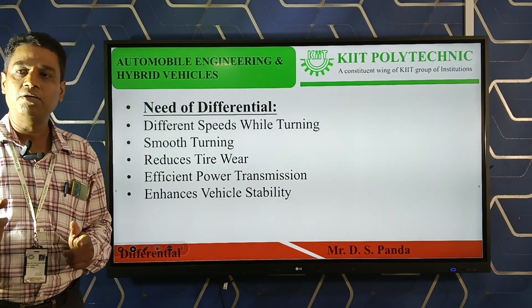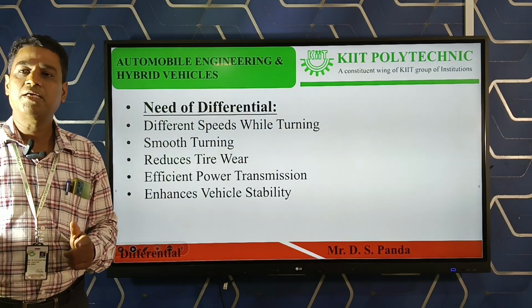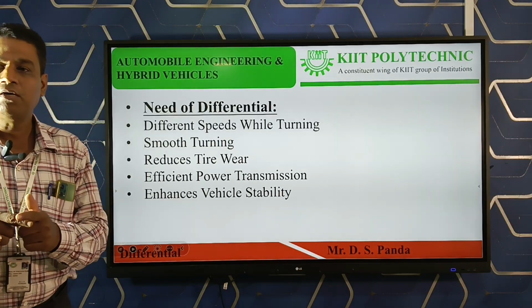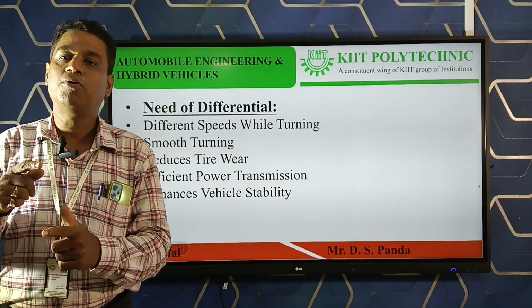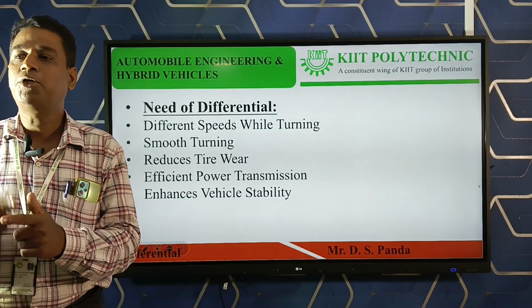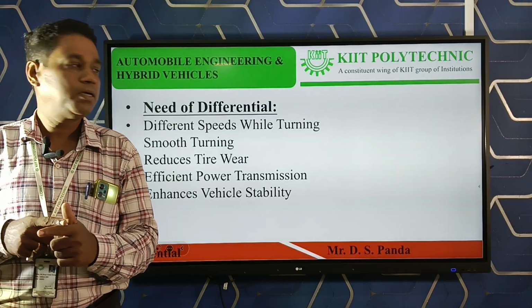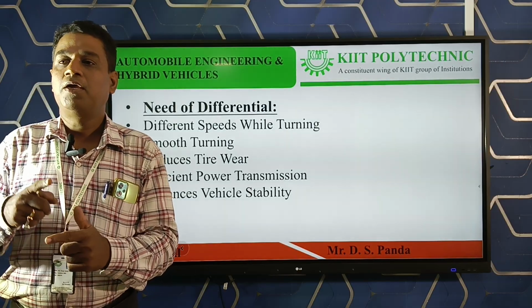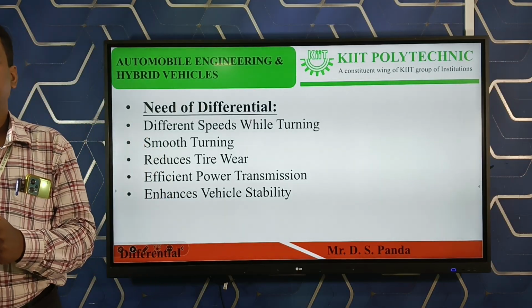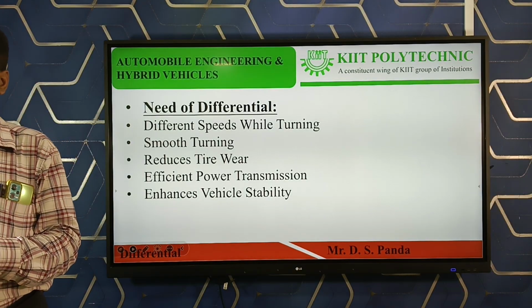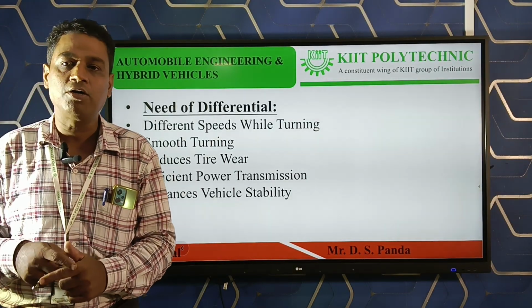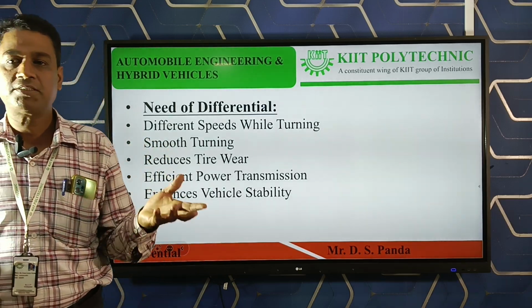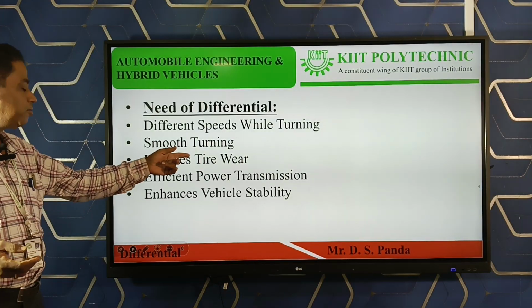When the vehicle is taking a turn, if there is the same speed, then definitely the inner tire will have more friction between road and wheel, and there will be more tire wear. If we maintain different speeds of wheel while taking a turn, the tire wear will definitely be less, reduced tire wear.